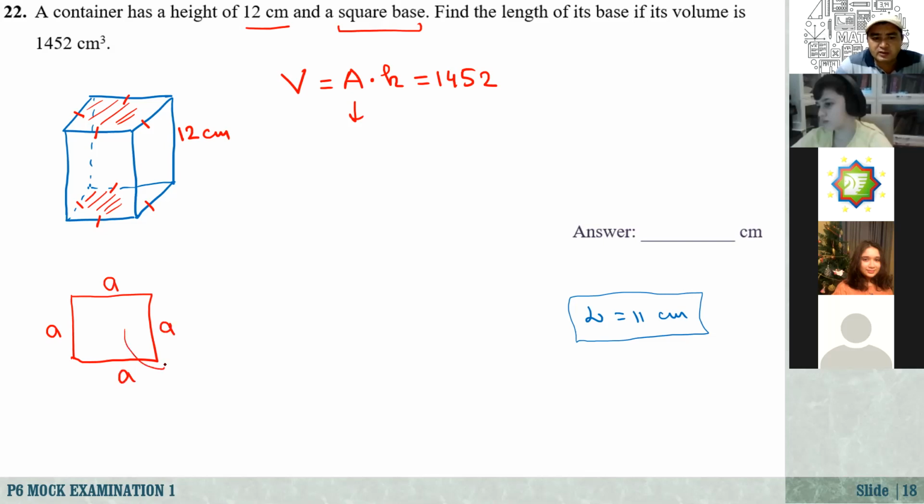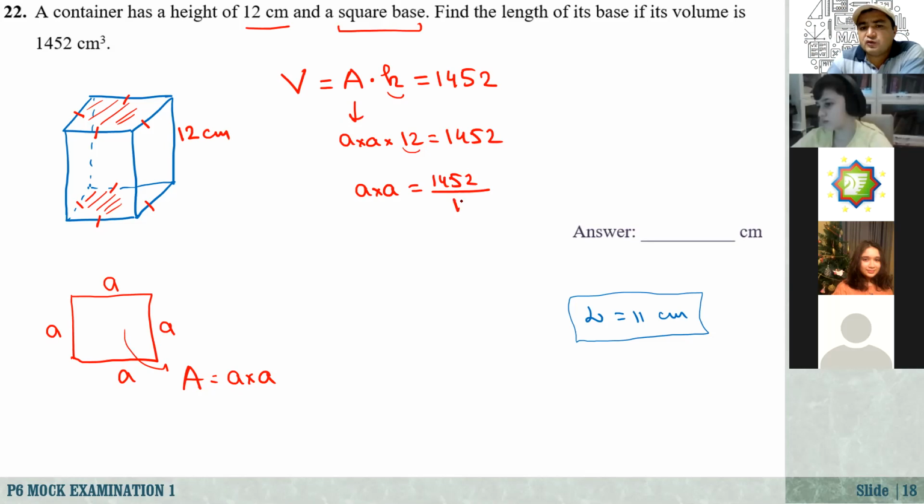How do you find the area of the square? Area of the square is A times A, right? For a rectangle, length times width. For a square also length times width, but length is equal to width, so it's just length times length. So A times A times the height, which is given, 12. On the right hand side, we have 1452. This 12 is multiplied, so A times A is equal to 1452 divided by 12.